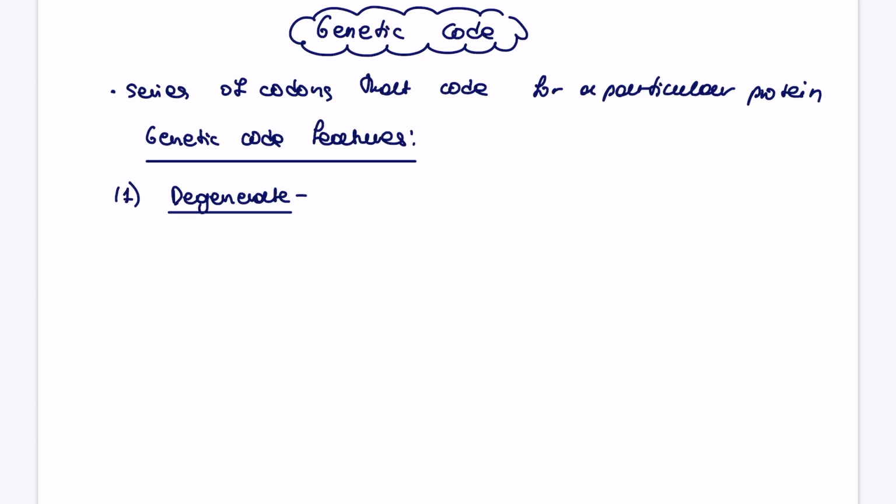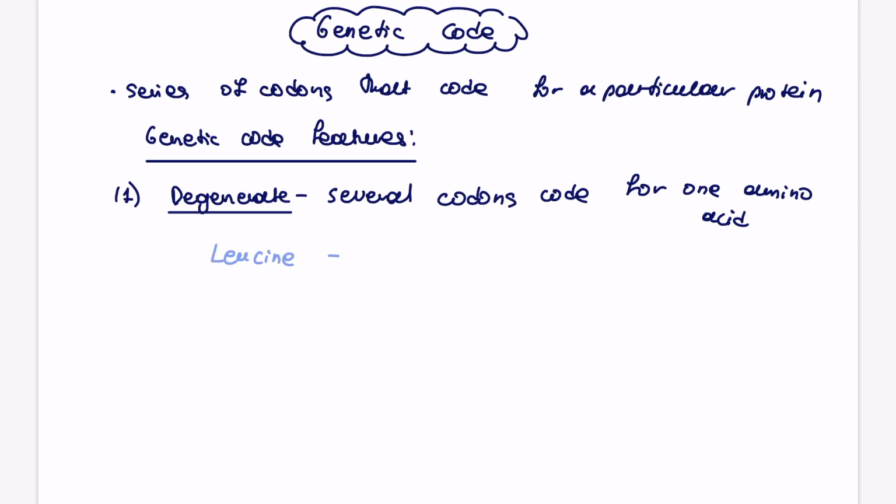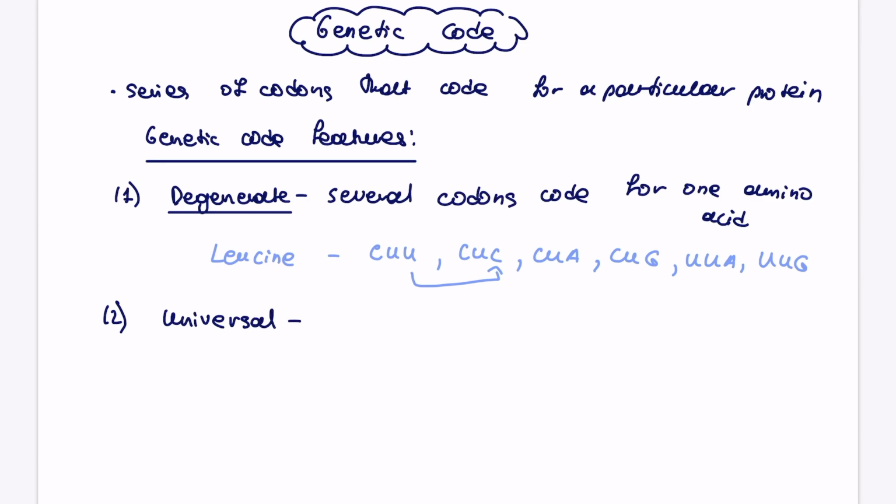The first one is degenerate. So the genetic code is degenerate. What it means, guys, is that several codons can code for one amino acid. So let's take leucine as an example. If you look at the table of the codons and their sequences, you will notice that CUU, CUC, CUA, CUG, UUA, and UUG will all code for one amino acid, which is leucine. So if there is a mutation from U to C, it doesn't matter because it will still code for the same leucine, which is an example of a silent mutation.